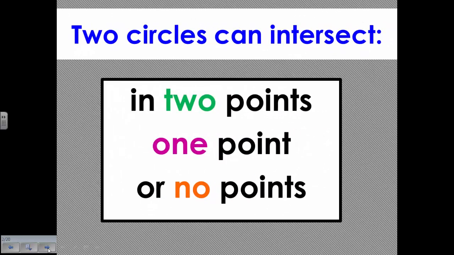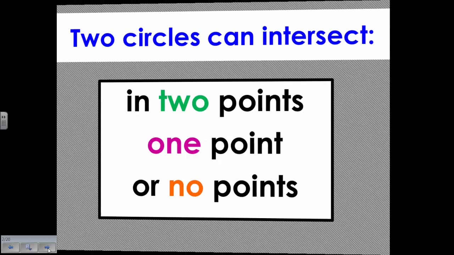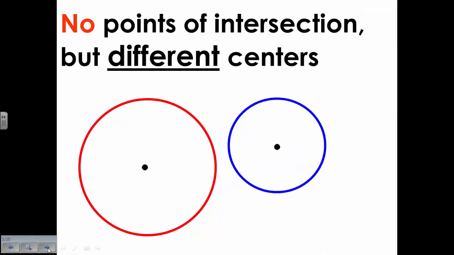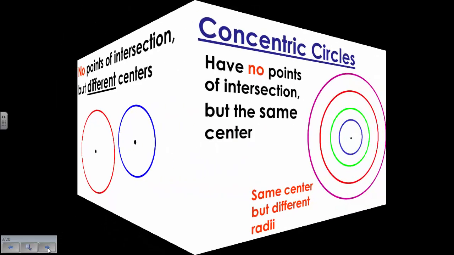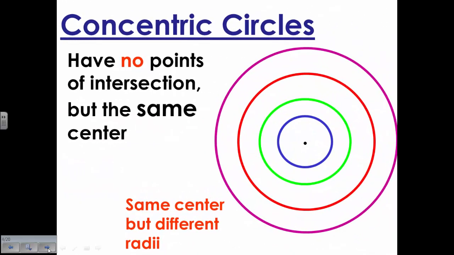Two circles can intersect either at 2 points, at 1 point, or actually have no points at all in common. Here's an example of two circles that have no points of intersection and they have different centers. When they have no points of intersection but have the same center, we call this concentric circles.